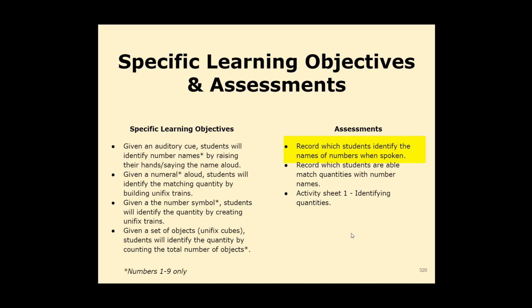As my assessment, I'm going to be recording which students can identify the names of the numbers when I say it. I'm going to be recording which students are able to match the quantities with the number names. So if I say the number 5 or I show them the number 5, they will create a train that has 5 things in it. And I'm also going to be using an activity sheet that identifies quantities, where students are given a number. They have to color in how many Unifix cubes they have in that number and write the number to identify the quantities.